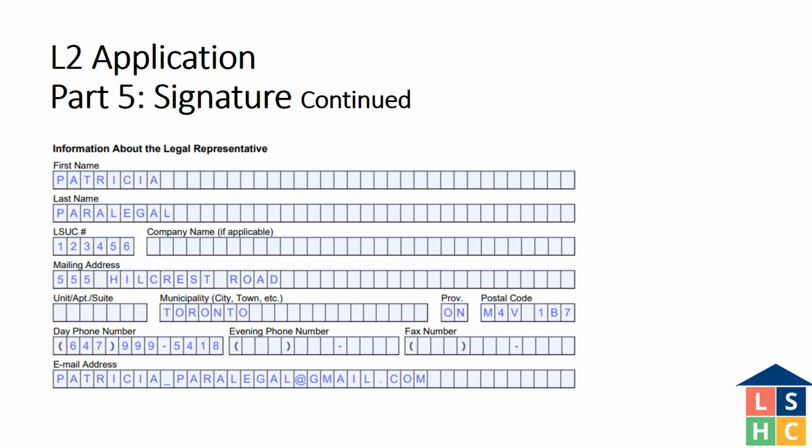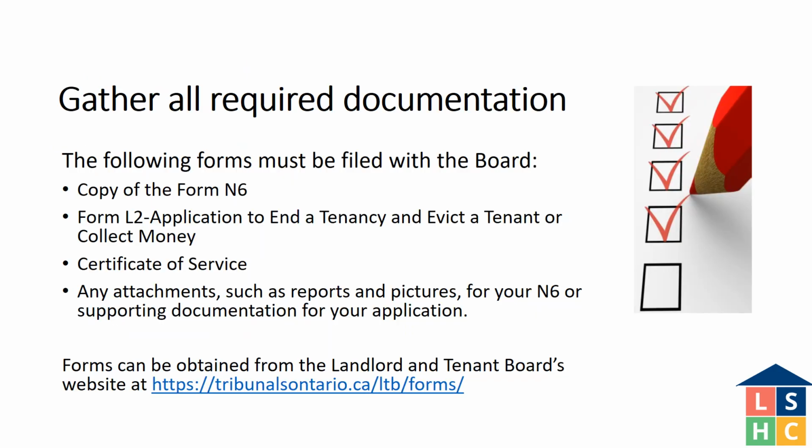If you have a lawyer or paralegal representative, make sure their information is included in this section. If you do not have a representative and you are doing this on your own, leave this section blank. Make sure to gather all required documentation before filing this notice and application with the Landlord and Tenant Board. All the forms can be found on the Landlord and Tenant Board's website.